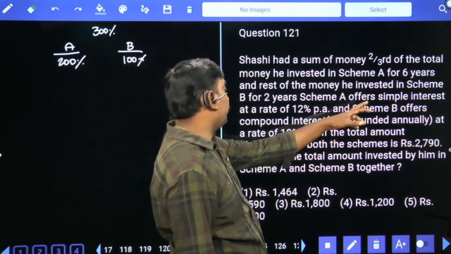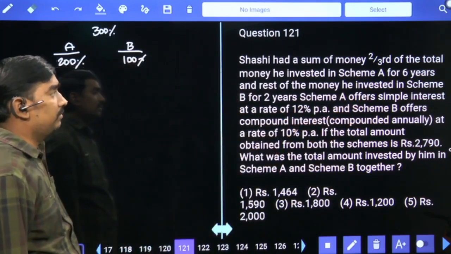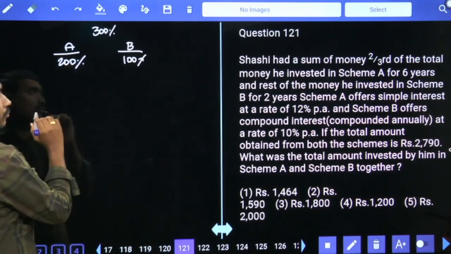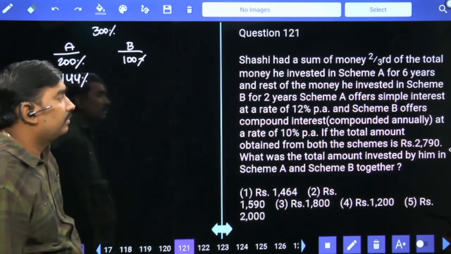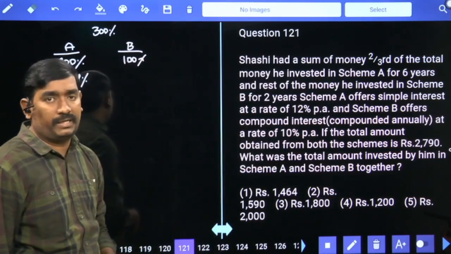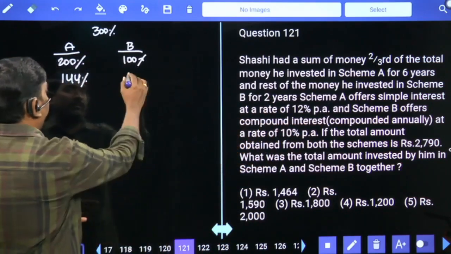Scheme A offers simple interest at a rate of 12% per annum. For 1 year 12%, 6 years 72% of principal, 72% of 200 means 144% is the interest. And scheme B offers compound interest at a rate of 10% per annum. For 1 year 10%, 2 years compound interest is 21%.